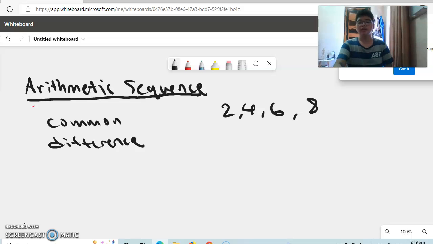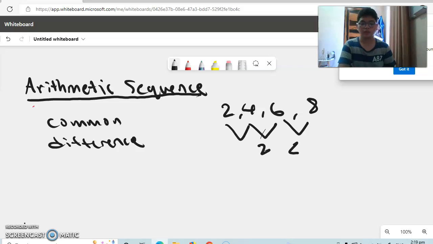Here, you can subtract 8 and 6, and you will get 2. 6 and 4, you'll get 2. 4 and 2, and you'll get 2. Here, you can find that the common difference is 2, which means that if you need to find the next term, you just need to add 2. So 8 plus 2 is 10, and 10 plus 2 is 12, so on and so forth.